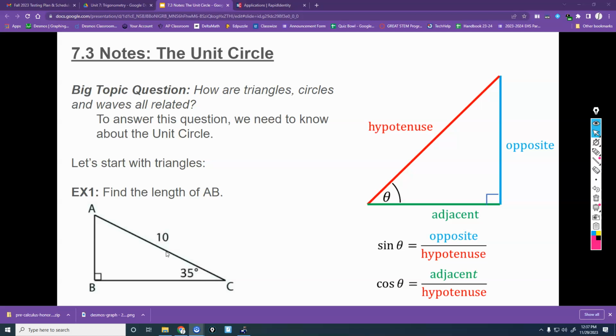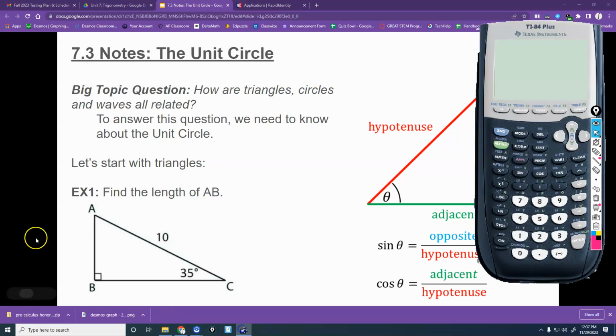The big topic question that we're going to be looking at is how are triangles, circles, and waves all related together? Okay, so we're going to start by doing just a little bit of review on how to use regular trig that you learned in Math 2, just regular right triangle trig, because we need a little bit of that to be able to do what we're doing next.